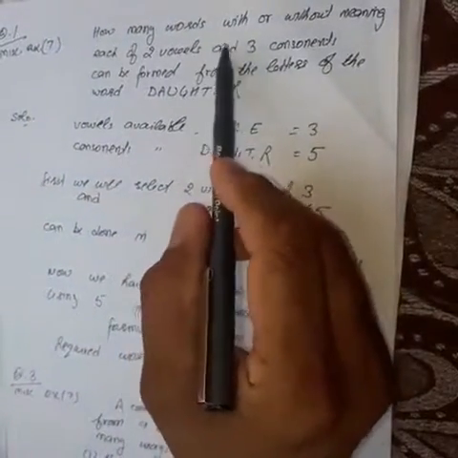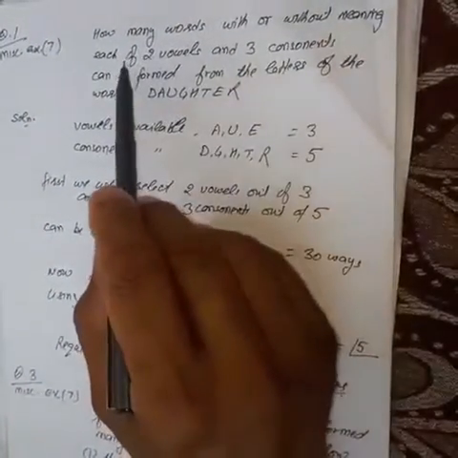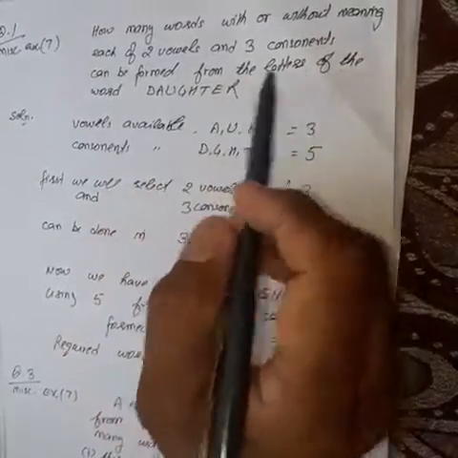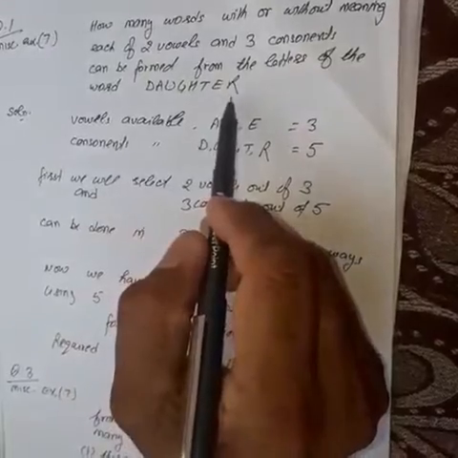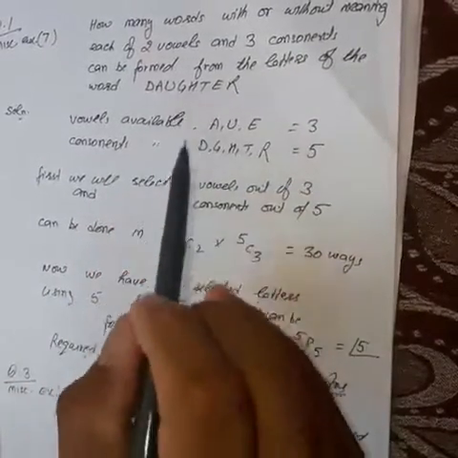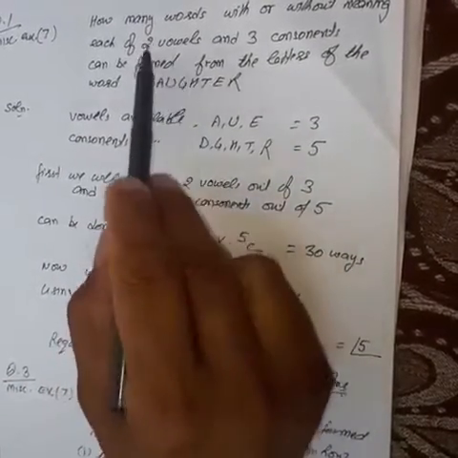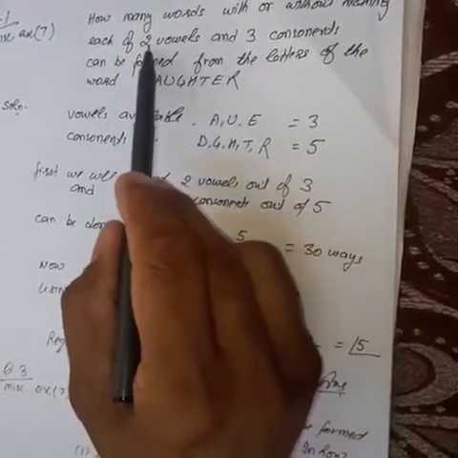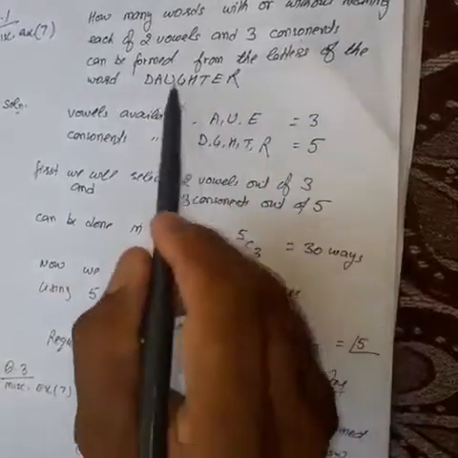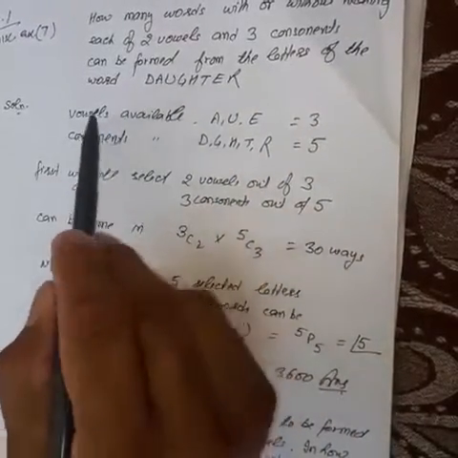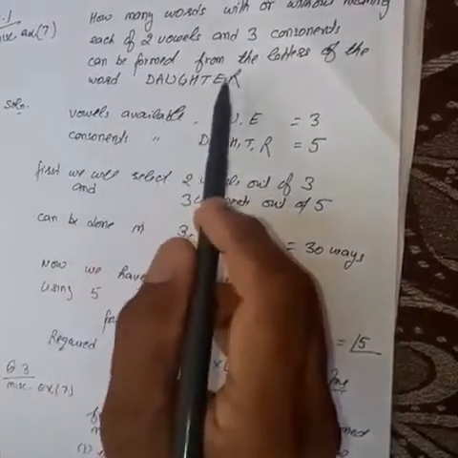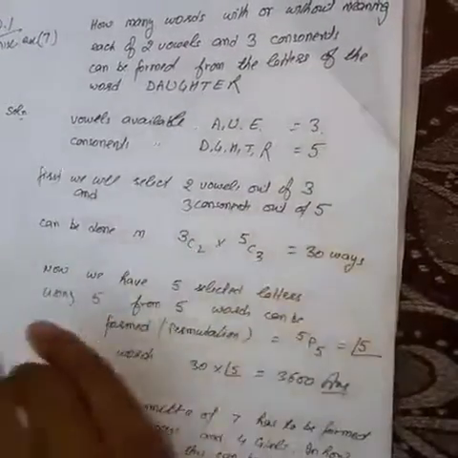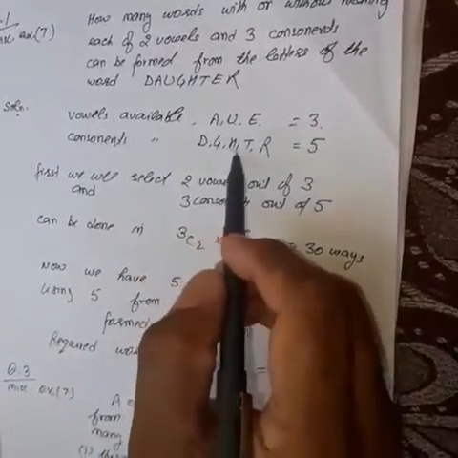How many words with or without meaning, each of 2 vowels and 3 consonants, can be formed from the letters of the word daughter? It means there are total words, these are more than 5, but we have to form the word using 2 vowels and 3 consonants. So first of all write down separately the vowels used in this word. Vowels are A, U and E. There are 3 vowels. The consonants are D, G, H, T, R.